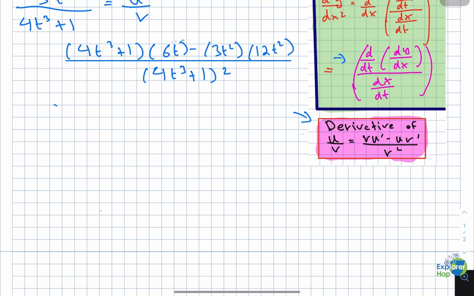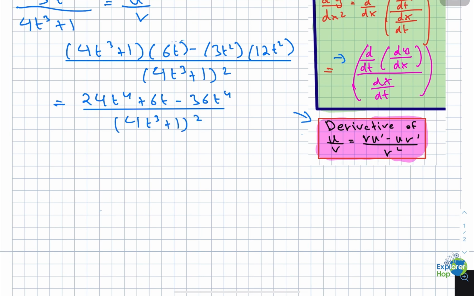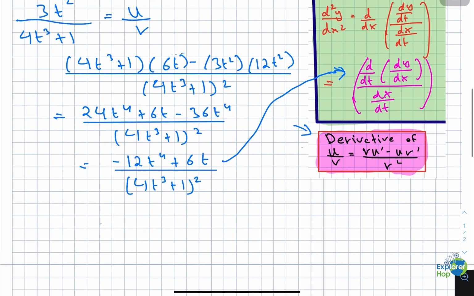Now we can further simplify this to get 24t to the power of 4 plus 6t minus 36t to the power of 4, divided by 4t cubed plus 1 whole squared, and this gives me minus 12t to the power of 4 plus 6t divided by 4t cubed plus 1 whole squared. Now this basically gives me the numerator of our formula for the second derivative of our parametric equations.